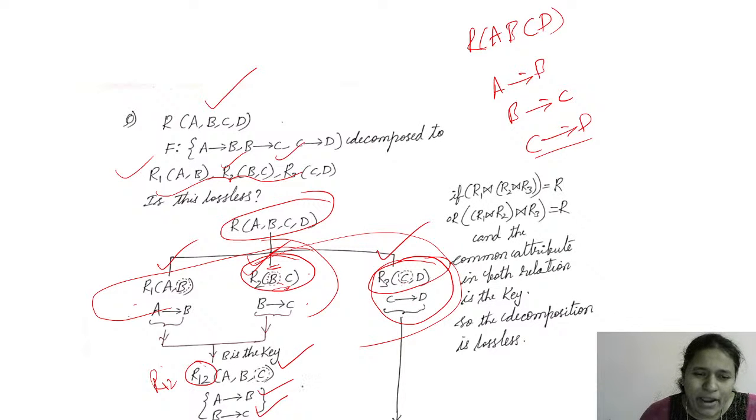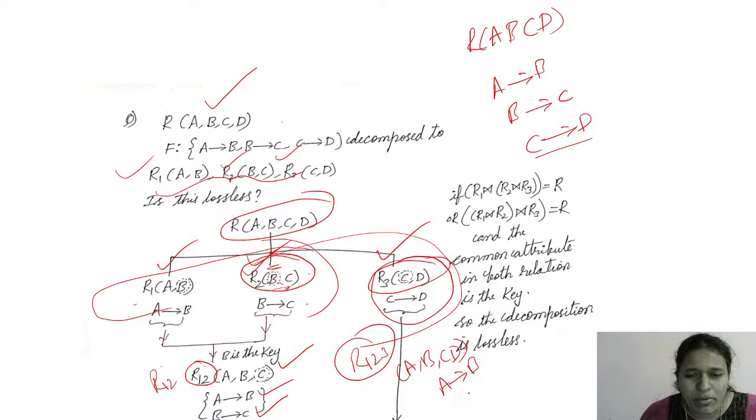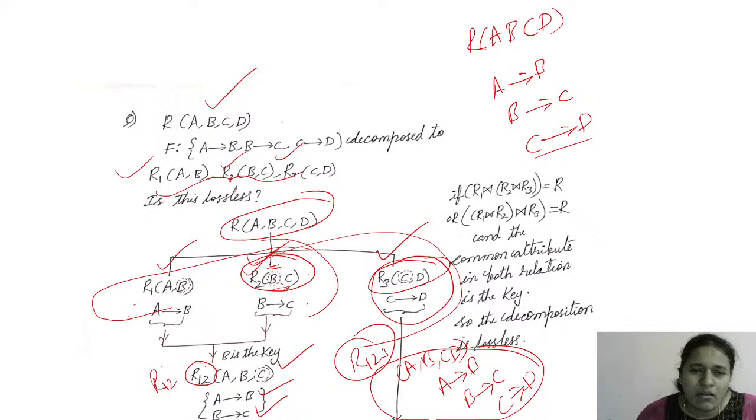That's why we can combine R1, R2, R3. Then the relation will become A, B, C, D. Functional dependencies, what will we get here? A to B, B to C, and C to D we will get here. Okay friends, we got the original relation and all the functional dependencies from the given relation also. A to B we got, B to C we got, and C to D also we got.